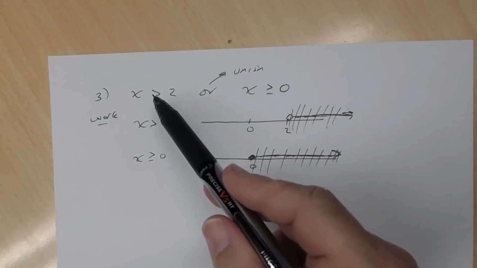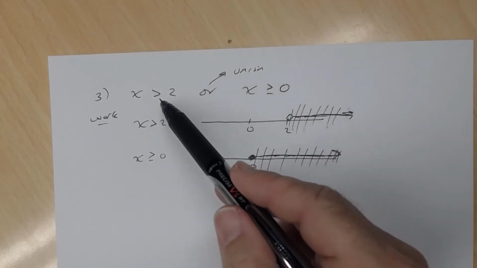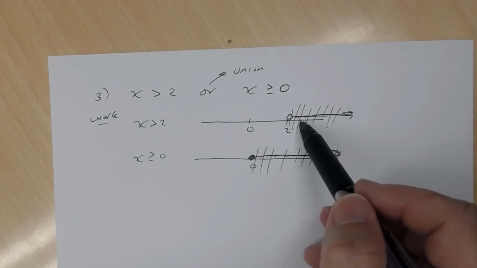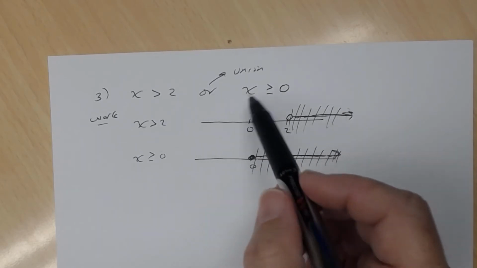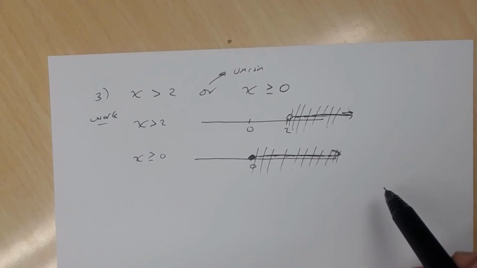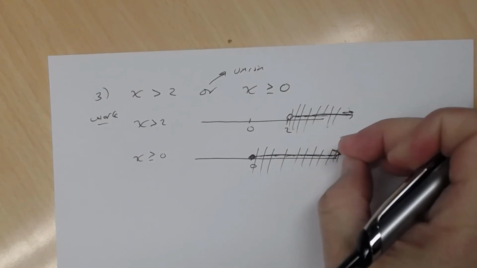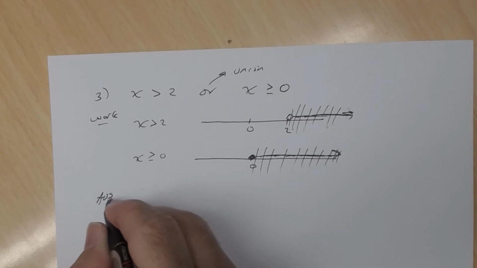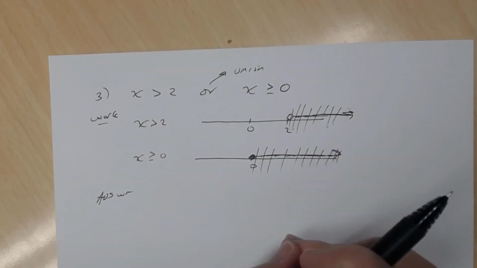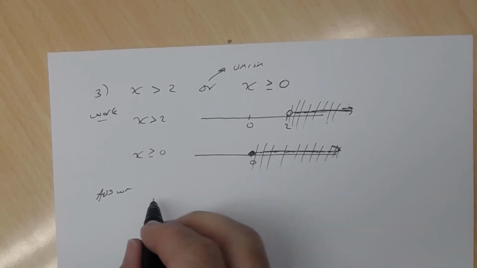So remember, an OR statement has to satisfy either one. So these are going to be solutions to this compound inequality, and these are going to be solutions to this compound inequality as well. Okay, but you're going to put these two together now. So your answer now, remember, this is your work. That's not your answer. Don't do that as your answer.